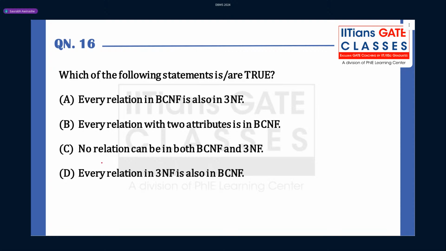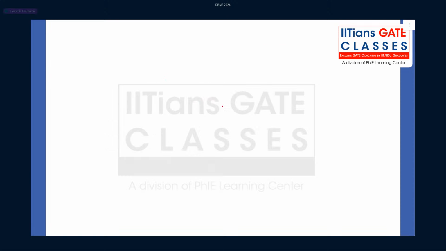Okay. So in this question, we are given statements, and we want to see which ones of these are true. Fine. So the first statement is that every relation in BCNF is also in 3NF. Okay. So we had seen this, right?